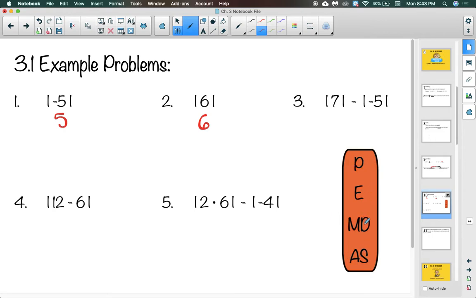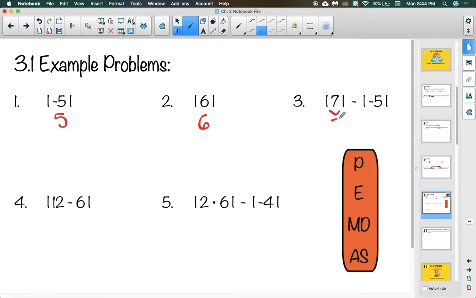Parentheses, exponents, multiply and divide, add and subtract. So we do the absolute value bars in the parentheses step. In this case, the first thing we have to do is get rid of our absolute value bars. There's no problem inside here. We just have to make that number positive.